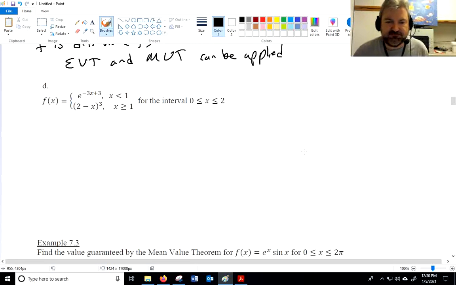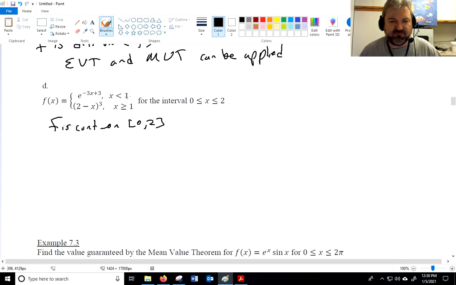All right, let's try letter D. Okay, first of all, is it continuous? Well, from the left at 1, we get e to the 0 is 1. On the right, I would get 2 minus 1 is 1 to the third is also 1. So it's definitely continuous. And since this point where the function could become non-differentiable, x equals 1, is in this interval, we really need to pay close attention to our derivative here.